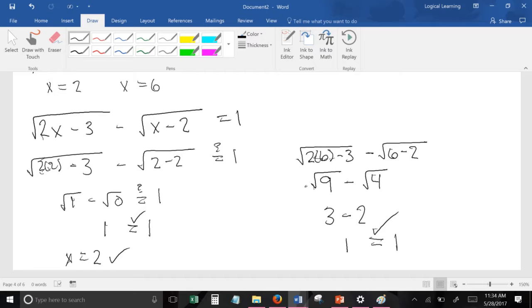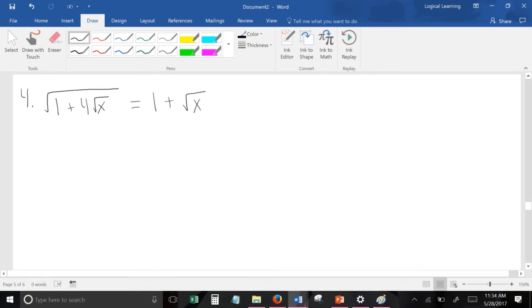So in this example, both of our solutions are valid solutions, and so our solution set is 2 and 6. All right, we're going to look at one more example, and here we have square roots within square roots.